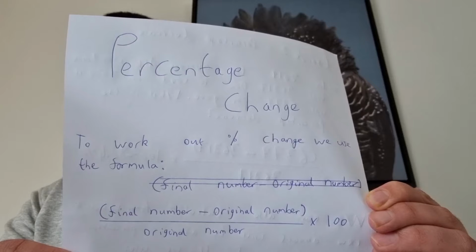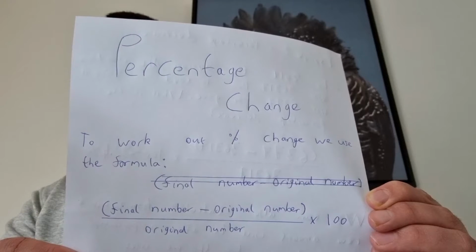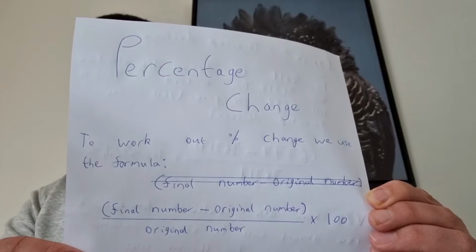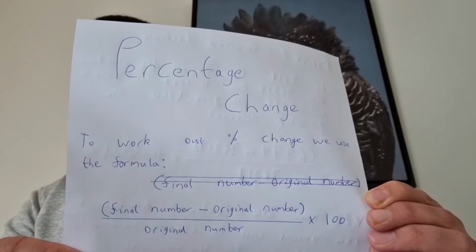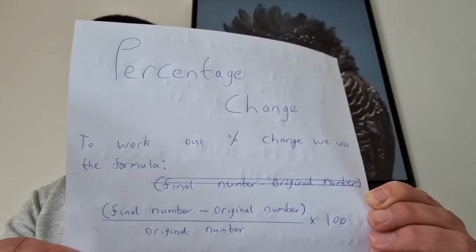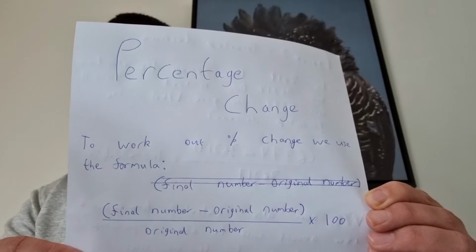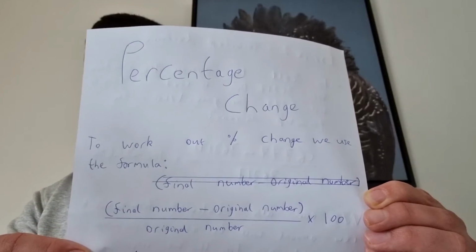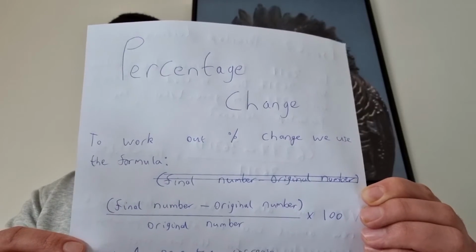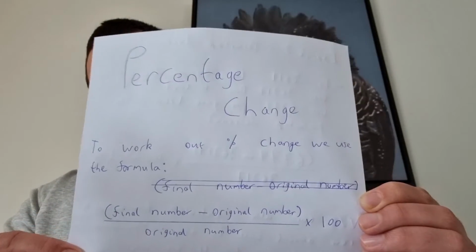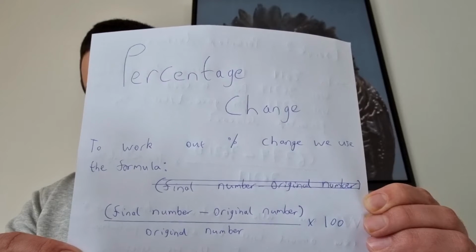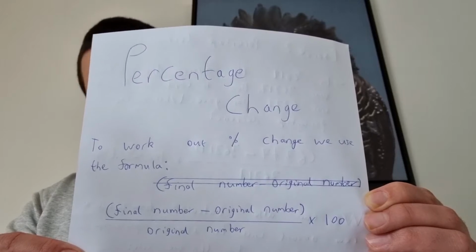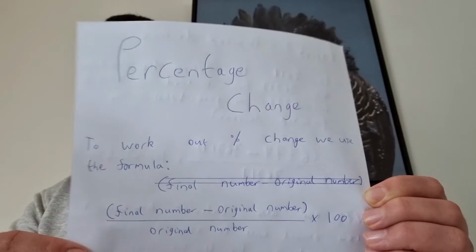We do the final number minus the original number divided by the original number times 100. Okay, so by the final number, I mean the number after the increase or decrease. By the original number, I mean the number before the increase or decrease. Then multiply that by 100. What I would recommend you do is quickly pause and write down that formula so that when we look at the worked examples, you can pause them and try and work them out yourselves as well. So pause and then write down this formula, please.